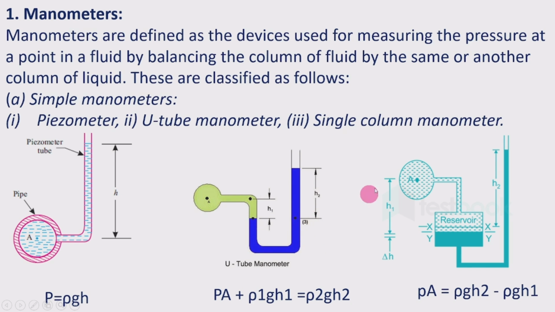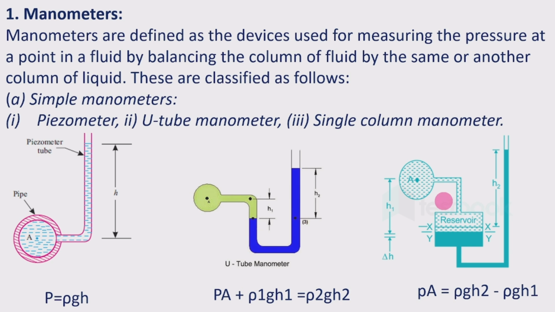Then moving further, the single column manometer. In this manometer, a reservoir is connected to one side. The reservoir has a much higher area than the tube. This arrangement is made in order to measure higher pressure. Because of the higher area, the downward movement of the fluid due to the pressure is very small.